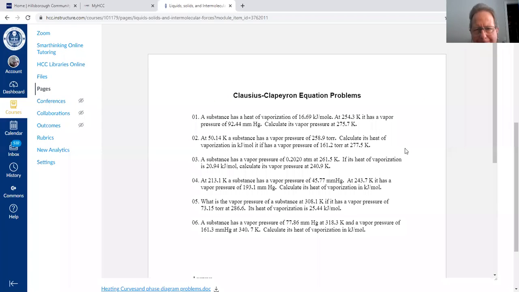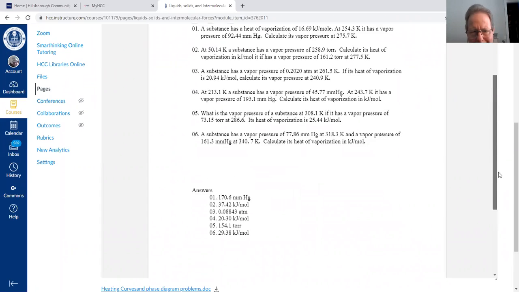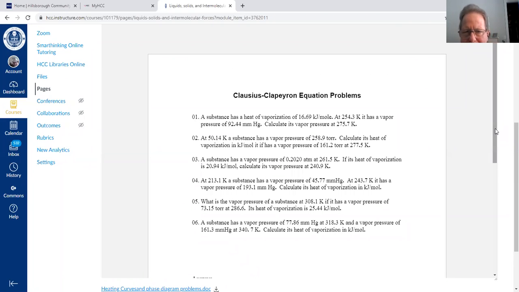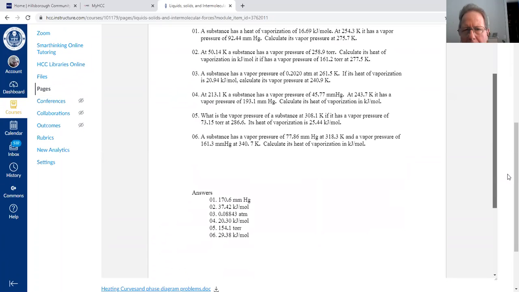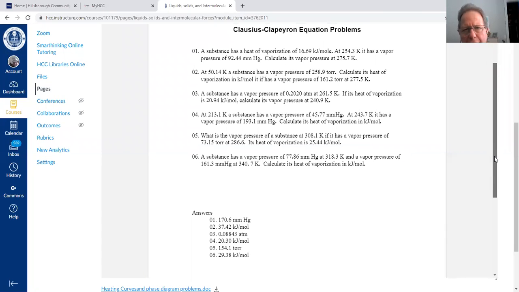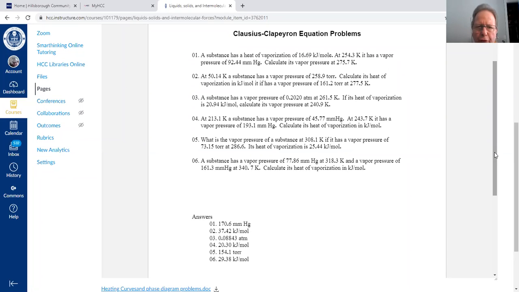It doesn't make sense. The problem itself, I'm looking at problem 2. It doesn't make sense because at a lower temperature, your vapor pressure cannot be higher. Okay. That problem 2 is bad. If you're doing the extra problems, problem 2 is bad because it doesn't make sense.